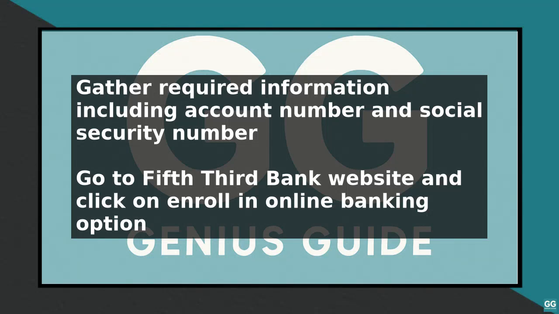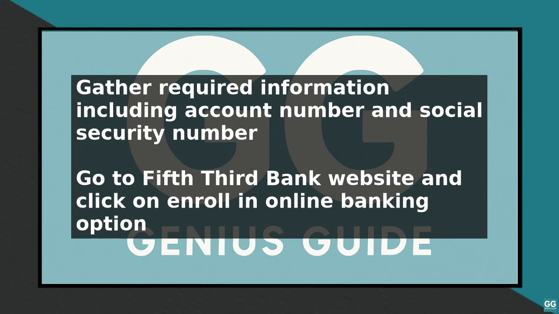To integrate Fifth Third Bank online banking, start by gathering the required information, including your account number, social security number, and email address. Next, go to the Fifth Third Bank website and click on the Enroll in Online Banking option. You will be directed to a page where you will be asked to provide your personal and account information. Fill in the required fields and submit the form to create your online banking account.